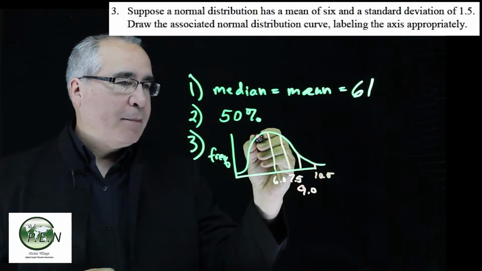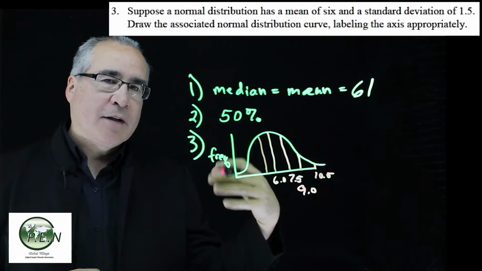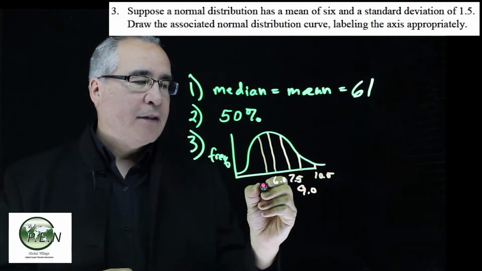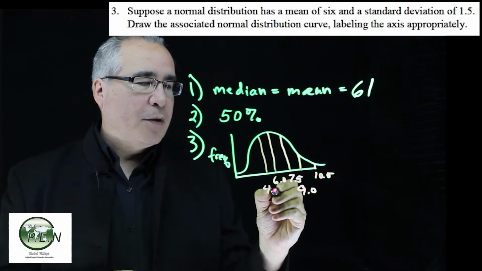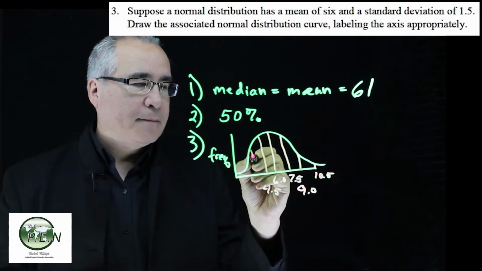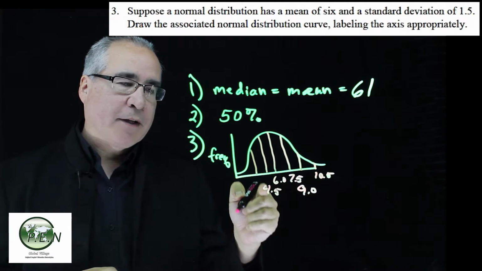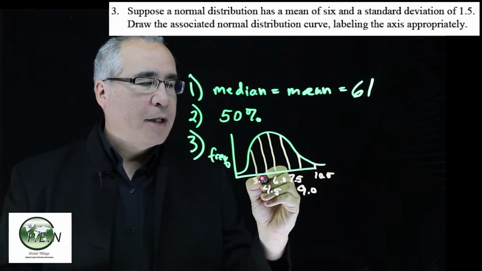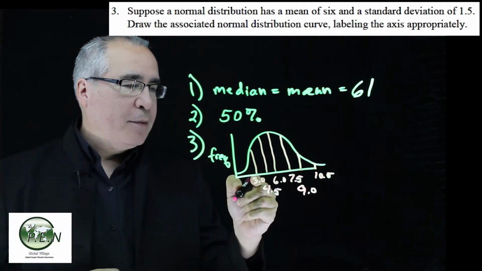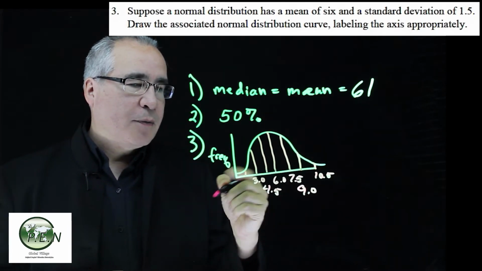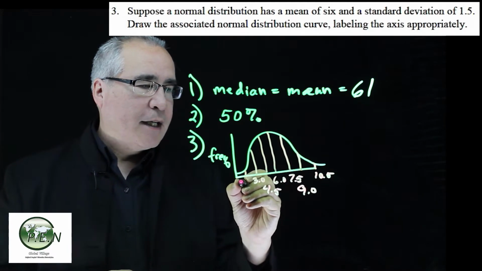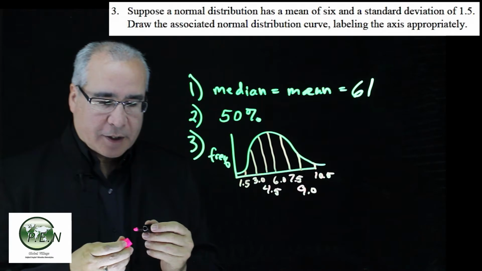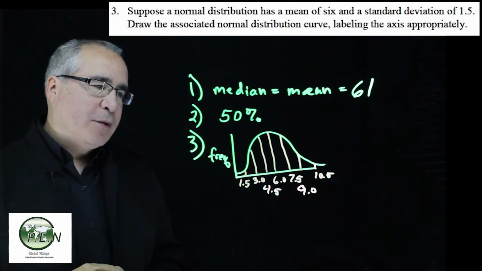The same thing's going to happen as we come below the mean, except instead of adding, we're subtracting from the mean. So 6 minus 1.5 gives us 4.5. We subtract 1.5 from 4.5, and we get 3.0. And then finally, we subtract 1.5 from this, and we get 3 standard deviations out, which is going to get us to 1.5. Okay, so that is what the graph would look like.